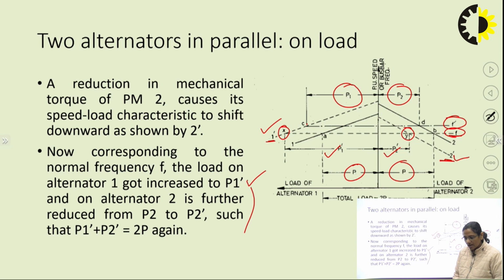Now, for restoration of the operating frequency, the mechanical input to the prime mover of alternator 2 is reduced. This reduction of the mechanical input reduced the load shared by alternator 2 further to a value of P2 dash, and it increased the load shared by alternator 1 further to a value of P1 dash.